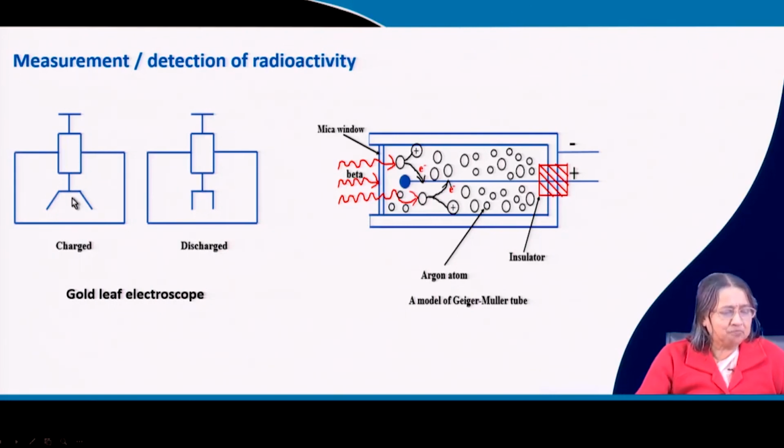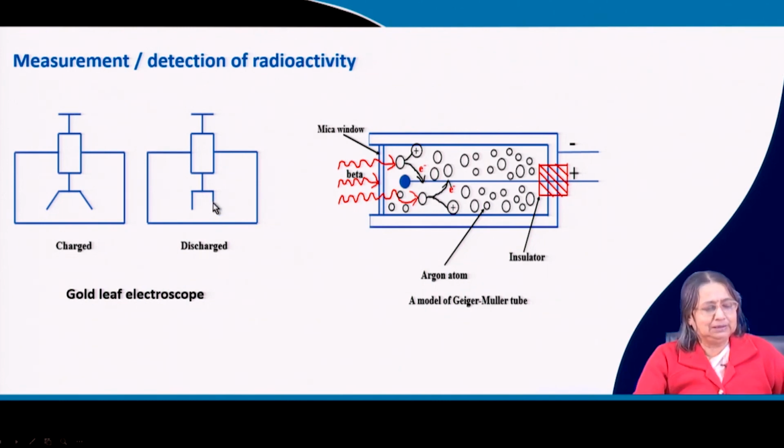But if you bring some radioactive element here, it will produce some radiations, and they will ionize the air. When the air is ionized, the leaves will discharge their charge into the ionized air, and then they will come together like this, they will not repel anymore. This way they will know that radioactivity is coming from the element.